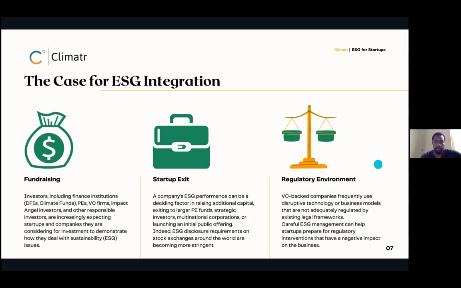So like I said earlier on, ESG is a risk management tool for not just investors, but also for the startups themselves. If you're able to build strong foundations around ESG principles, you would be on the good side of things when it comes to regulations as well. Next slide, please.